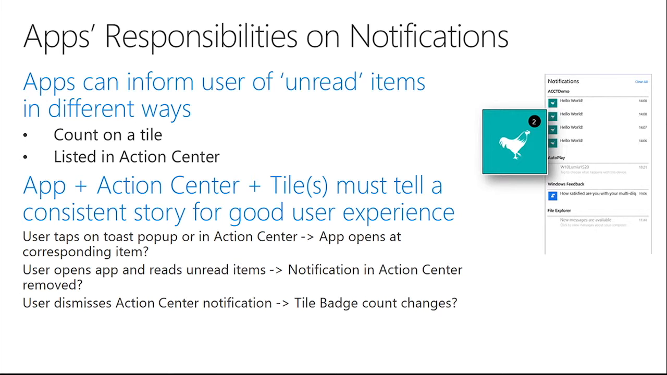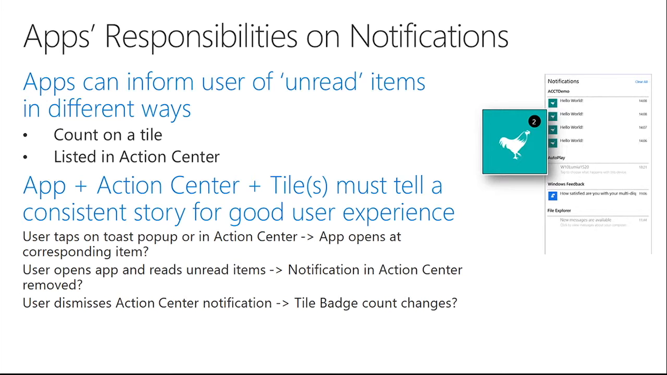But the important thing is that when you open up the app and look at unread items, let's say if it's a messaging kind of app, the count on the tile and the number of items still visible in Action Center need to tell a consistent story. Think about when the user taps on a toast pop-up or in Action Center: you need to make sure that the app opens at the corresponding item. So you've got the joined up experience there.